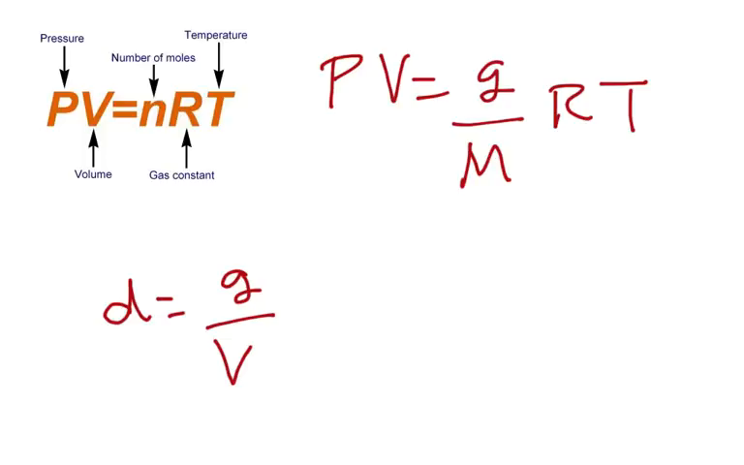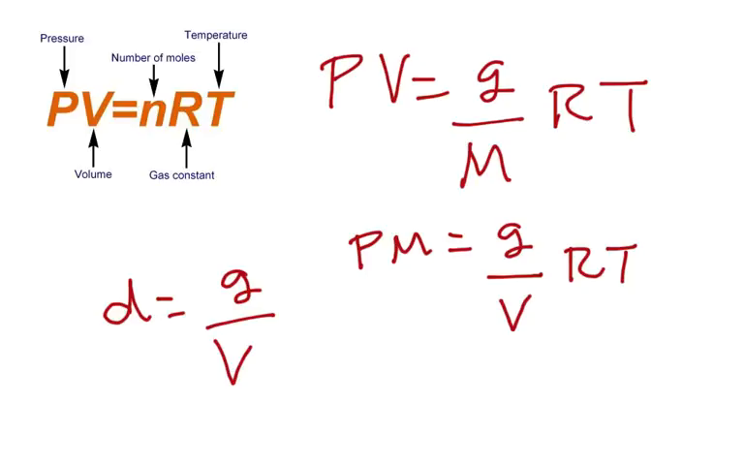with the pressure and get an in-between state. Let's say pressure times the molar mass, divided by the mass divided by the volume, equals RT.